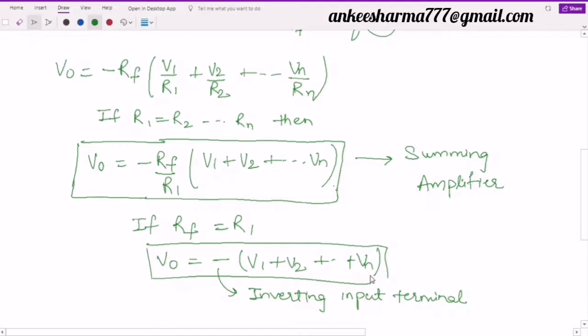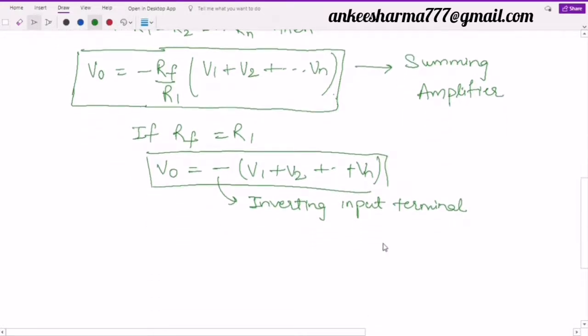Now, if I want to make it an averaging amplifier, what is the average? Average is nothing but the sum of the inputs divided by the total number of inputs. It means we have already obtained the sum of the inputs over here. But what we want is for it to be divided by the total number of inputs. If it is n inputs, then definitely if I make my Rf by R1 equal to 1 by n, can I say that this will become my averaging amplifier?